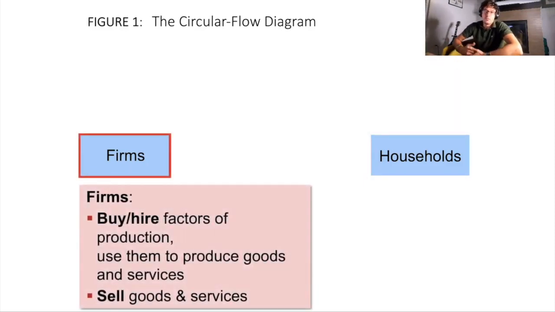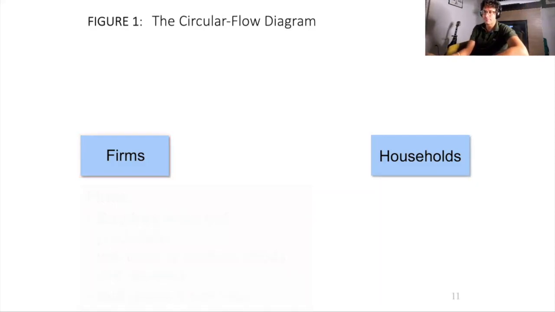On the other side, what do the firms do? Well, they buy and hire the factors of production from the households in order to produce the goods and services, and then they sell these goods and services to the household. And again, that's not always the case. It's not always the case that the household buys all the possible goods and services that are produced by the firms, but here we are simplifying. We have a representative household and we have a representative firm. Again, the role of assumptions.